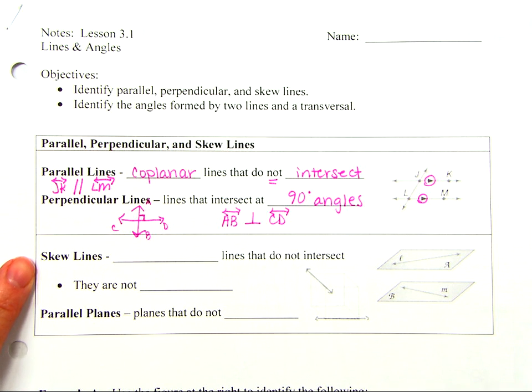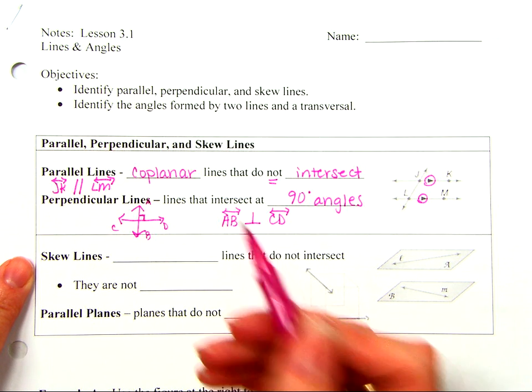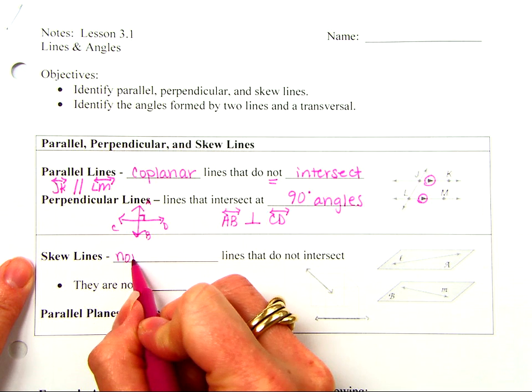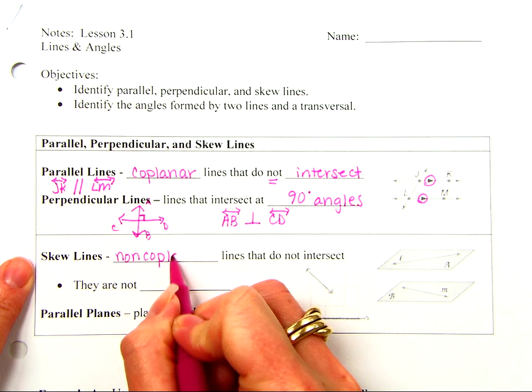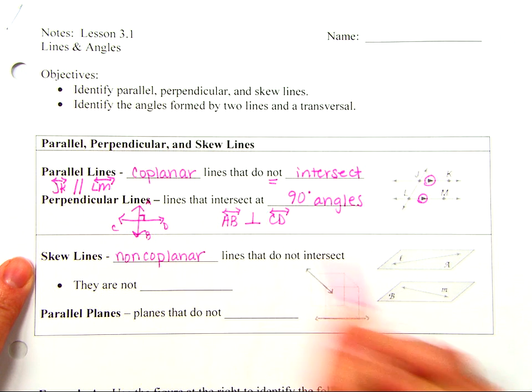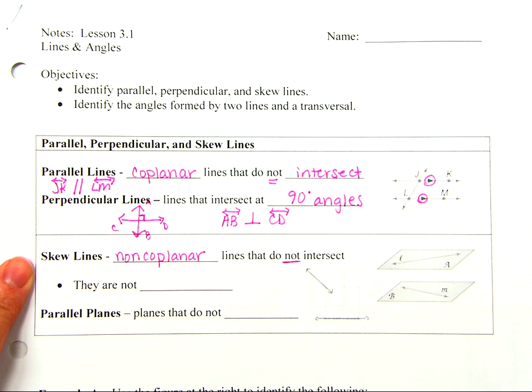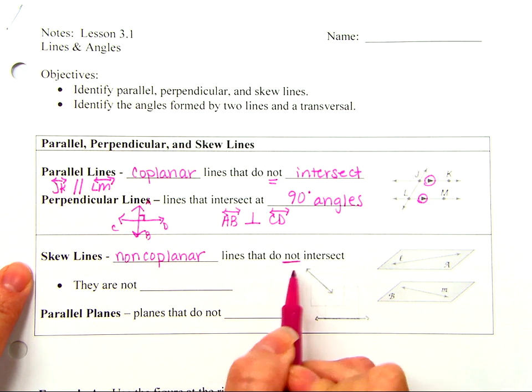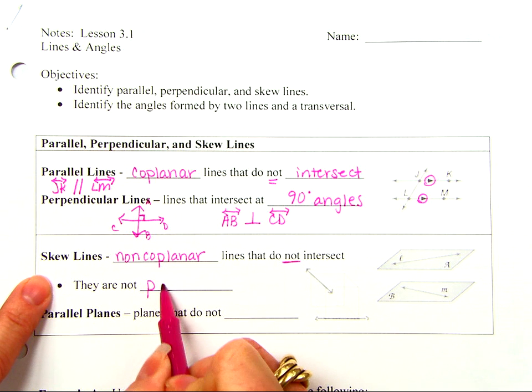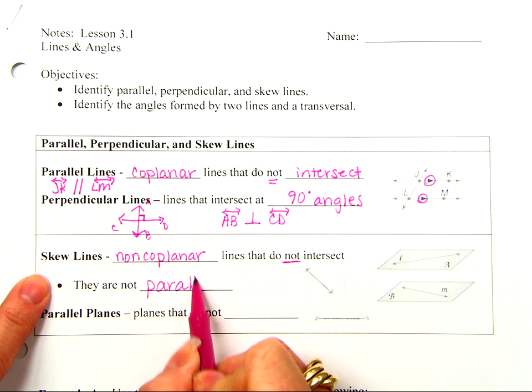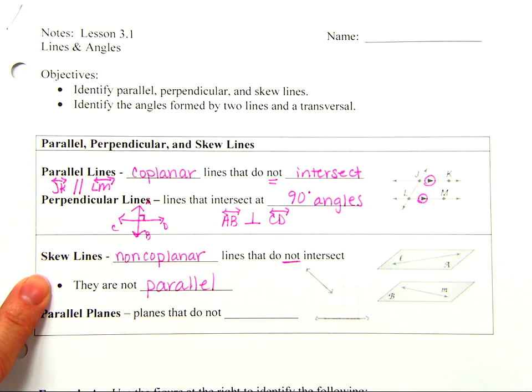I can also refer to lines as being skew. Skew lines are actually non-coplanar. They're non-coplanar and they also do not intersect. They do not intersect, but they are also not considered parallel. Because remember, parallel has to be on the same plane.